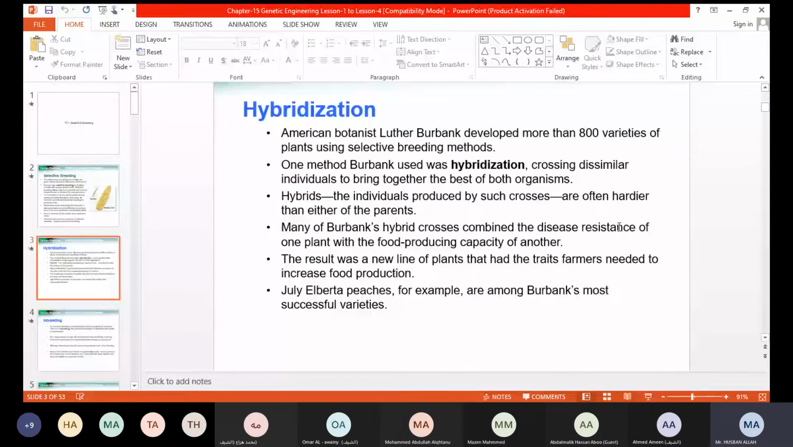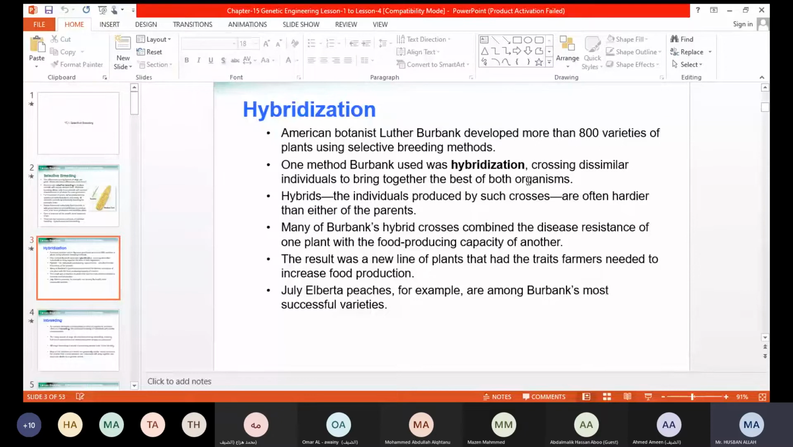An American botanist, a person who is studying botany, plants, Luther Burbank, developed more than 800 varieties of plants using selective breeding methods, either by hybridization or by inbreeding, but he used mostly hybridization. One method Burbank used was hybridization. What is hybridization? Crossing dissimilar individuals to bring together the best of both organisms.